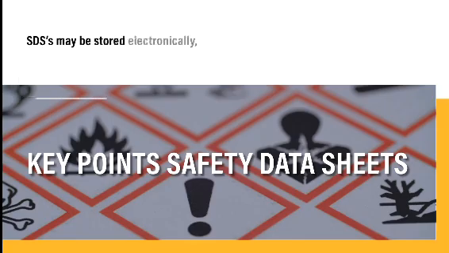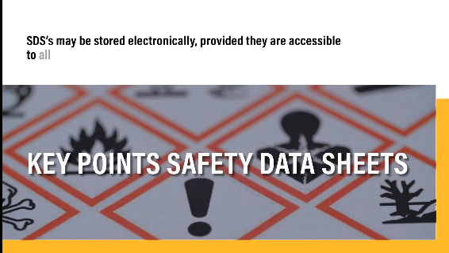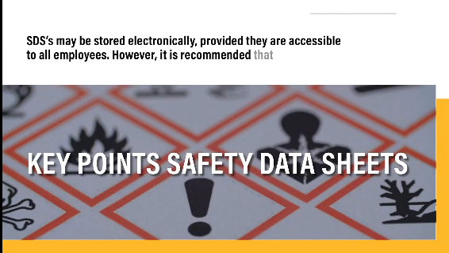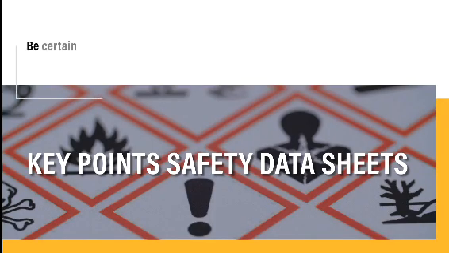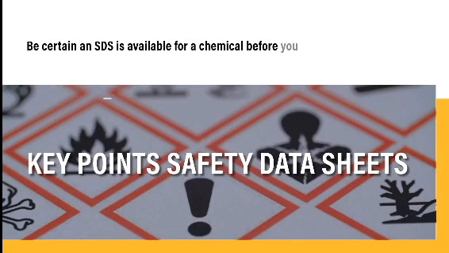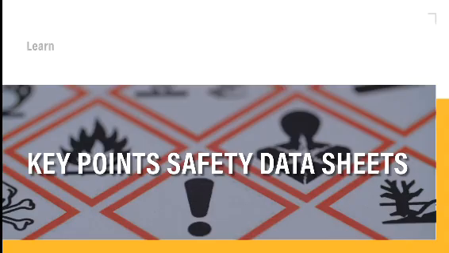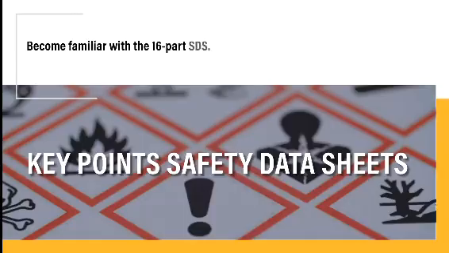Safety data sheets may be stored electronically, provided they are accessible to all employees. However, it is recommended that there is a paper set. Be certain a safety data sheet is available for a chemical before you work with it. Learn the pictograms. Become familiar with the 16-part safety data sheet.